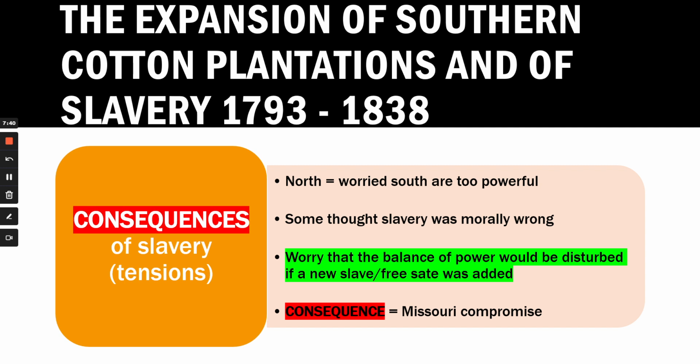But the biggest reason for why there was tension around slavery was because there was a worry that the balance of power between the North and the South, the slave and the free, would be disrupted if a new free or slave state was added. So that basically means that if a free state, which is a northern state, was added, that might mean that they become more powerful than the southern states, which would have been slave states, and vice versa. So to resolve all of these issues, the Missouri Compromise was made, and we'll look at that in the next slide.